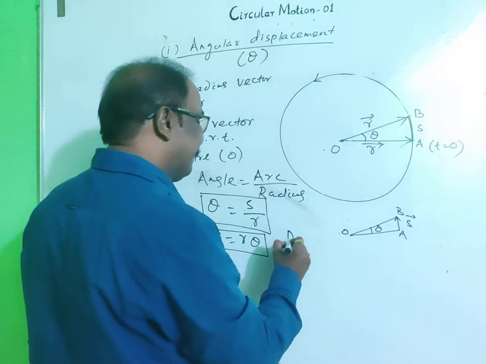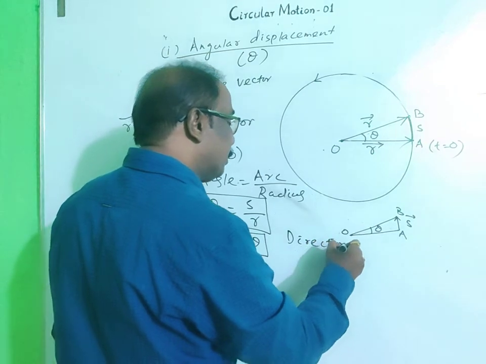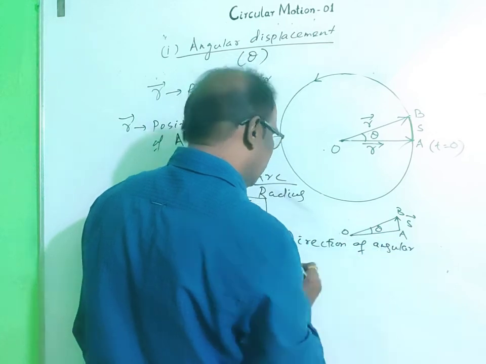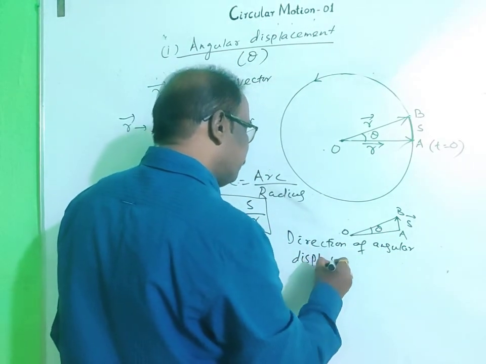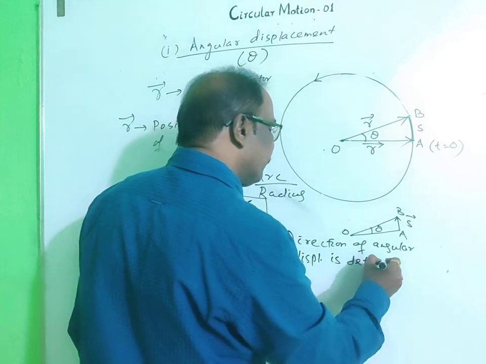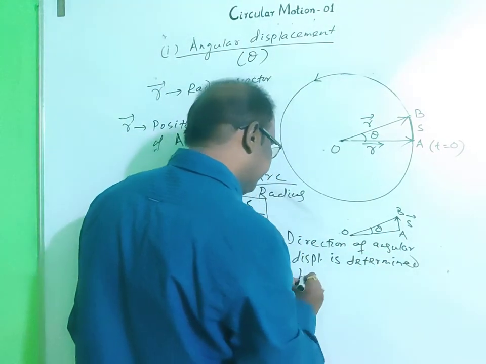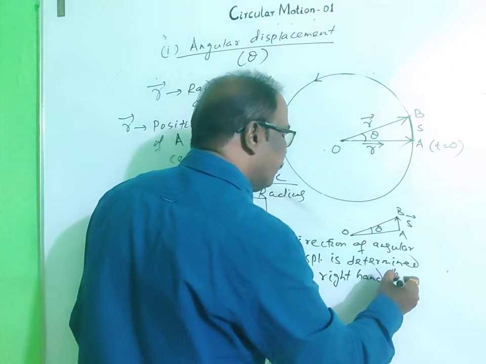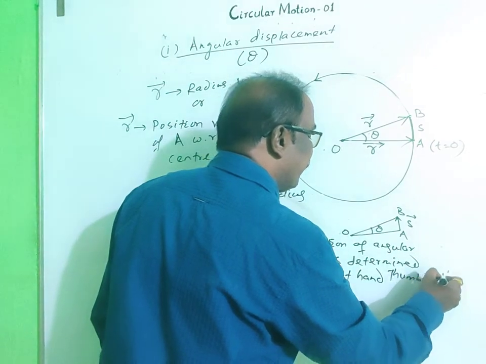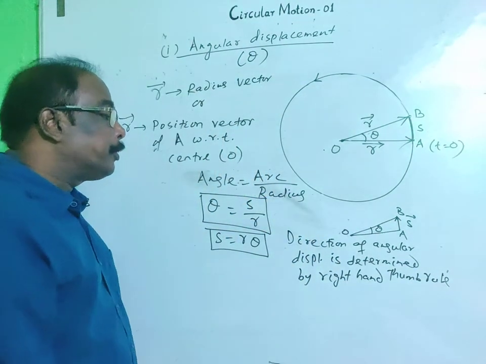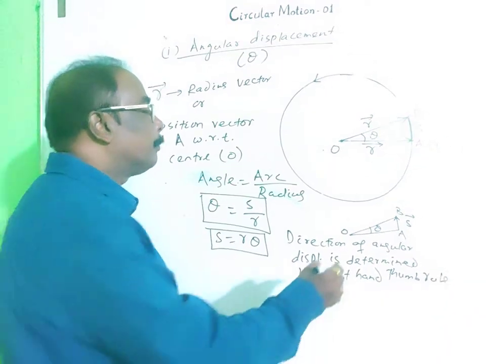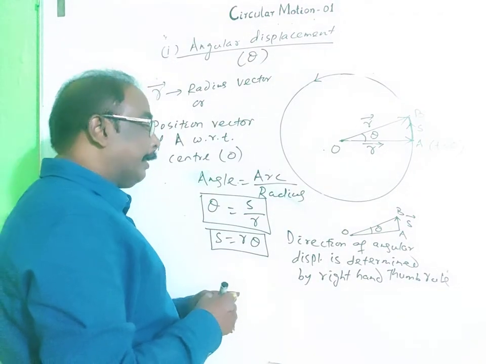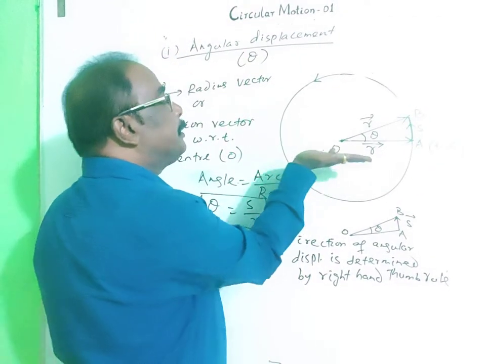Direction of angular displacement is determined by right hand thumb rule. Direction of angular displacement is determined by right hand thumb rule. See, the particle has moved from A to B. Then how can you determine direction of angular displacement?